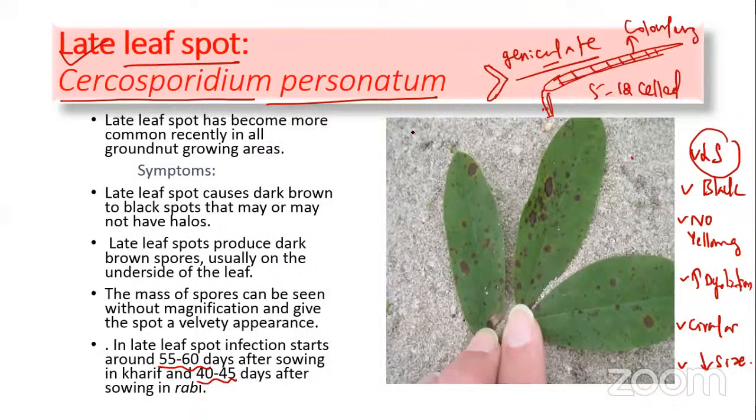And sometimes the conidiophore will be colored. Okay, so these are all the characteristics of the late leaf spot, and you know that its perfect stage is nothing but Mycosphaerella. This is the perfect stage.